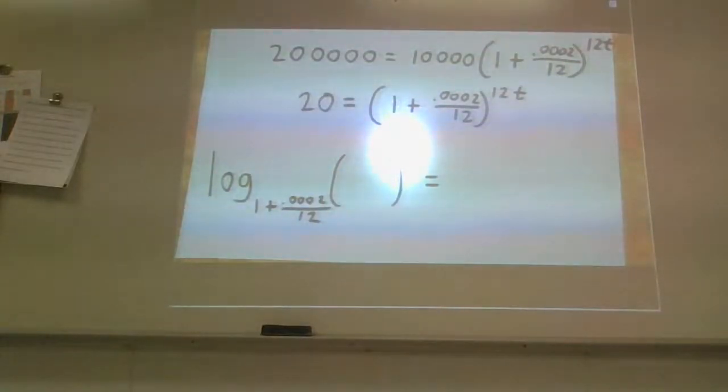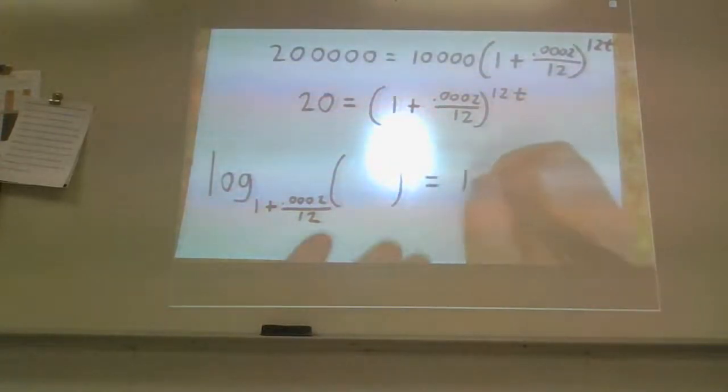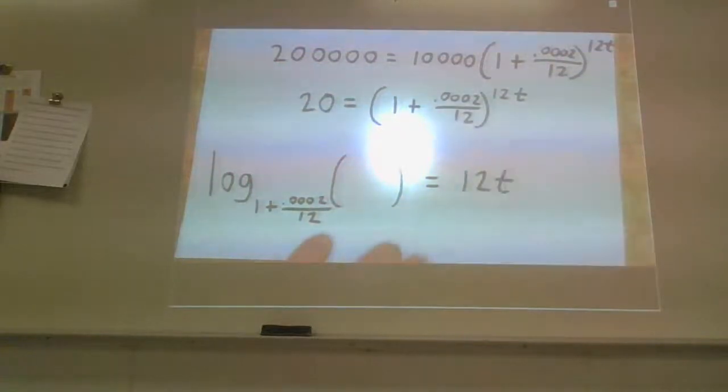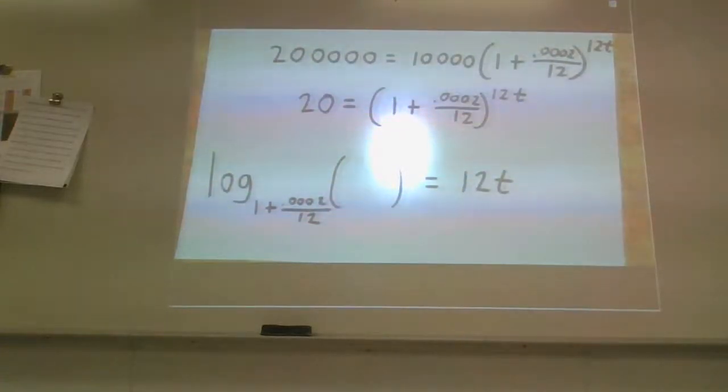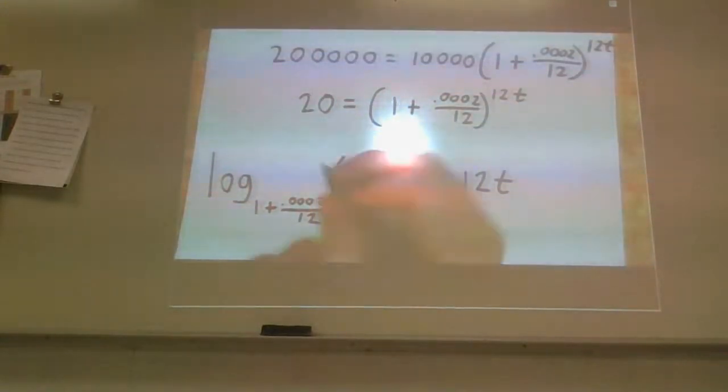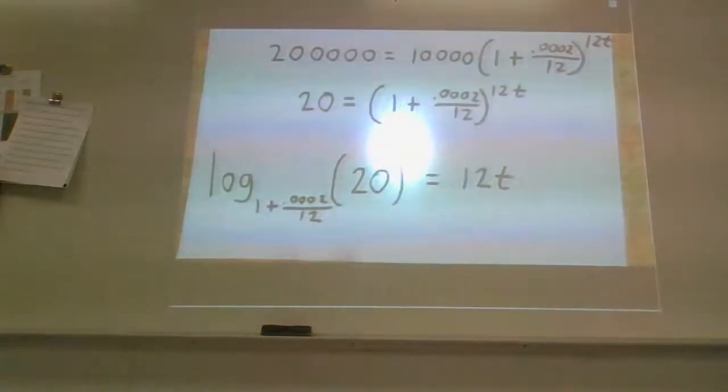Using logarithms allows you to get the exponent by itself. So when I write this in logarithms, the exponent is by itself. The entire 12t is the exponent. And the 20 is the only thing left over. In a moment, I'm going to go to my calculator. Just giving people the opportunity to write that down, because I see several people are. Thank you for that.